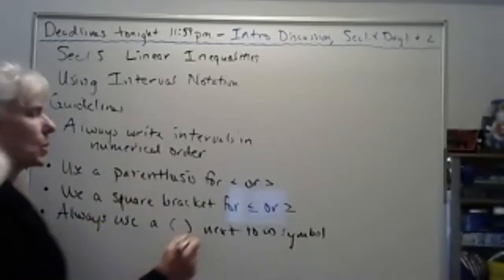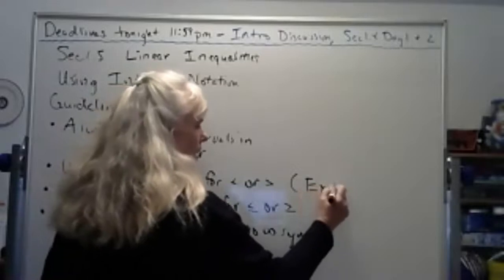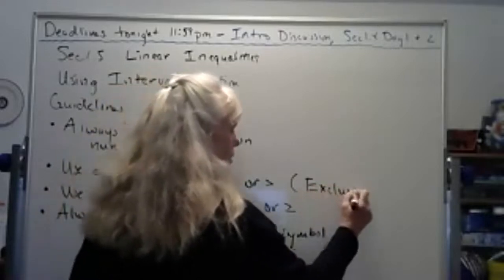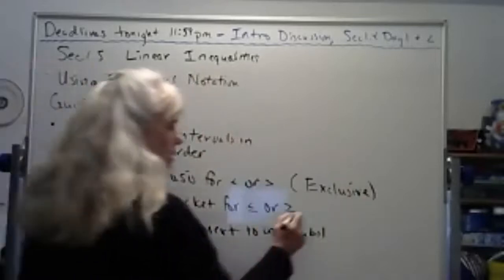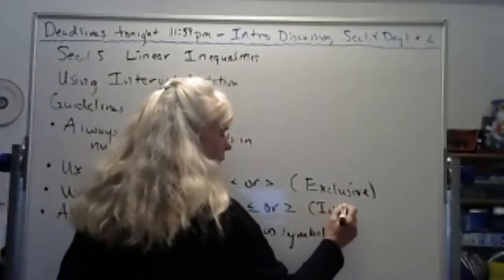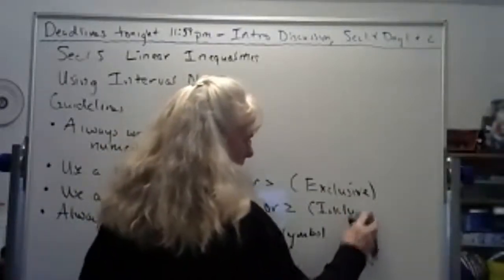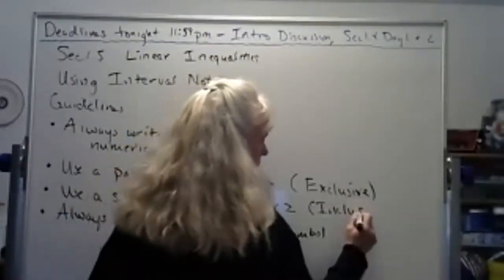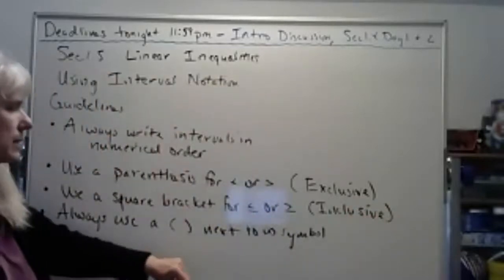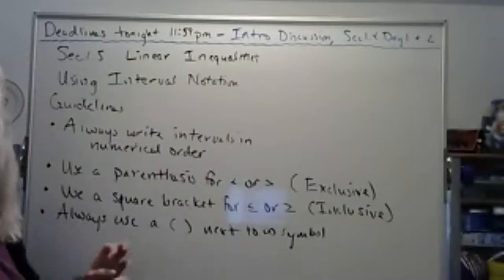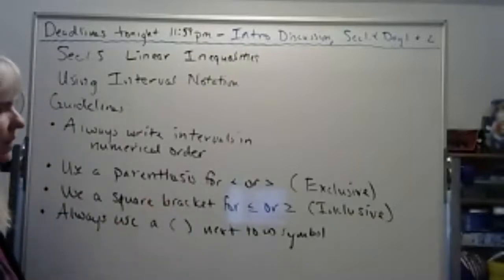In terms of parenthesis, we consider that to be exclusive, meaning it excludes the endpoint. We consider the square bracket to be inclusive, meaning it includes the endpoint. So the reason you always use a parenthesis next to the infinity symbol is because you don't know what number is out there, so you cannot bracket it in because it's not a specific endpoint.